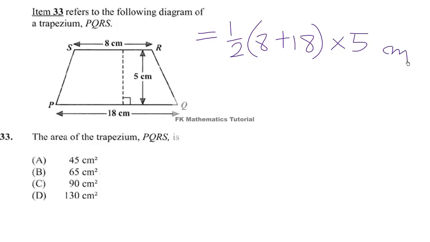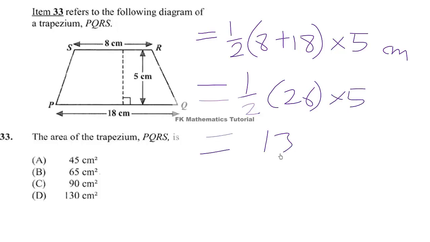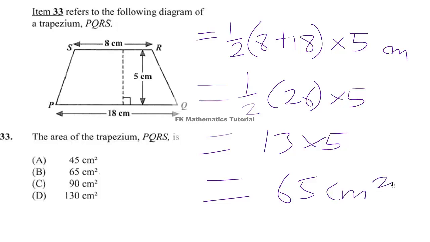So this will give us half of 26 times 5. Half of 26 is 13 times 5. And this will give you 65 centimeters squared. Okay, so the correct answer is B.